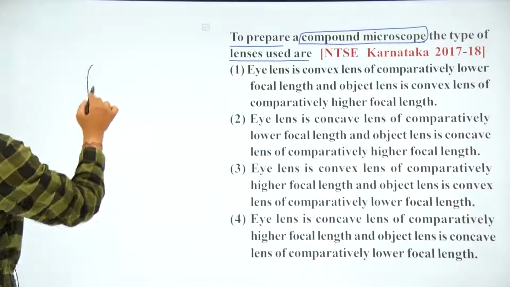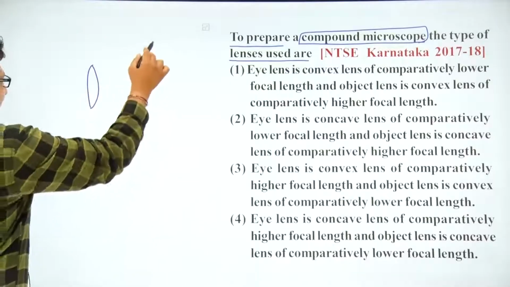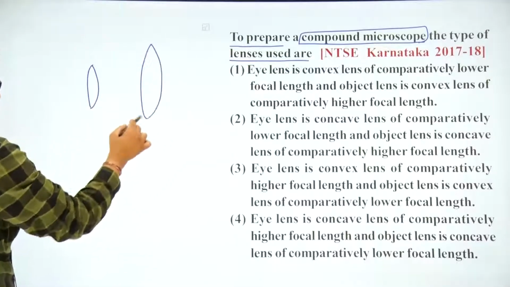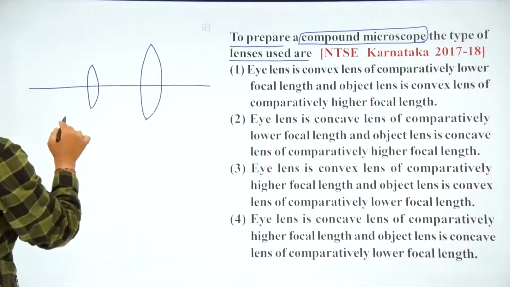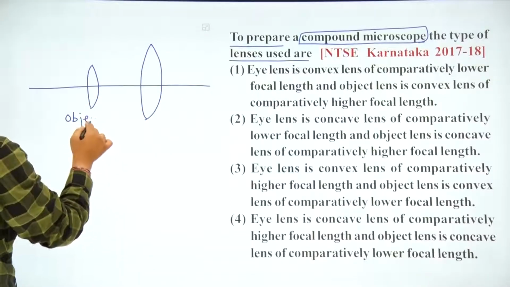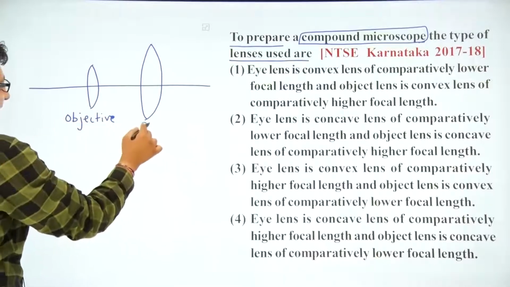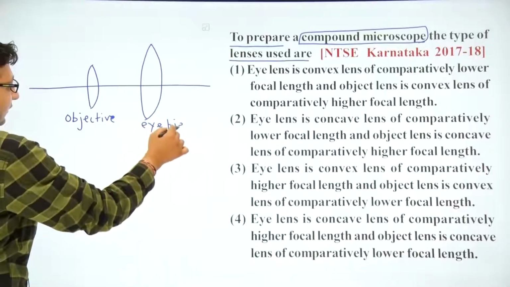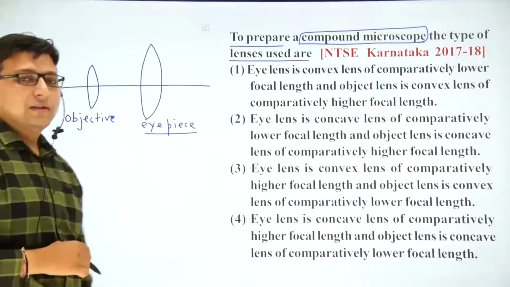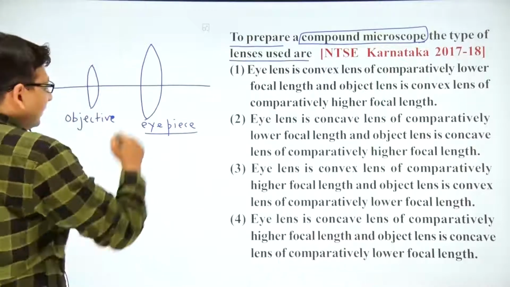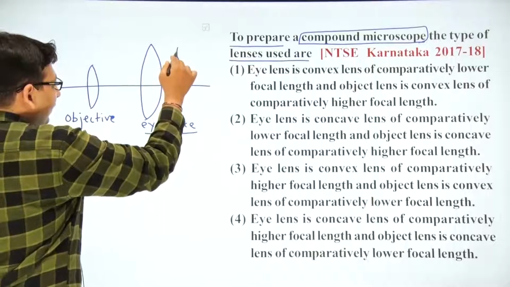So let us draw. This is a convex lens. This is also a convex lens, such that the first one is the objective. Objective means the lens corresponding to the object, and this is my eyepiece. Eyepiece means the lens near the eye. So close to this lens we have the observer.